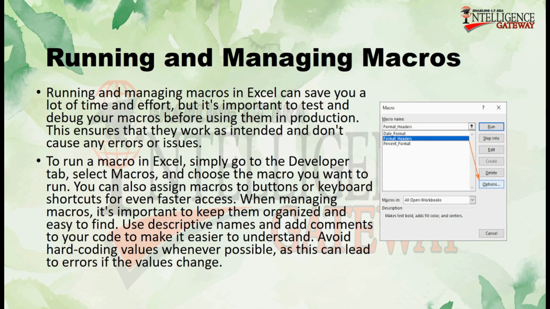Running and managing macros. Running and managing macros in Excel can save you a lot of time and effort, but it's important to test and debug your macros before using them in production. This ensures that they work as intended and don't cause any errors or issues. To run a macro in Excel, simply go to the Developer tab, select Macros, and choose the macro you want to run. You can also assign macros to buttons or keyboard shortcuts for even faster access.